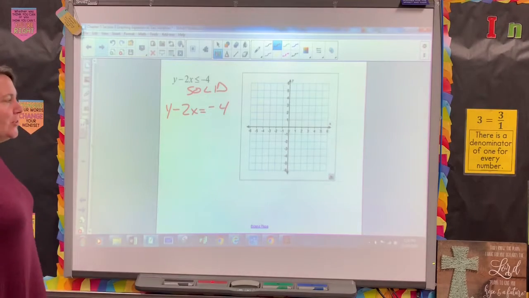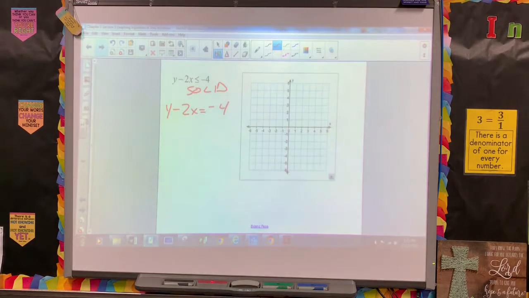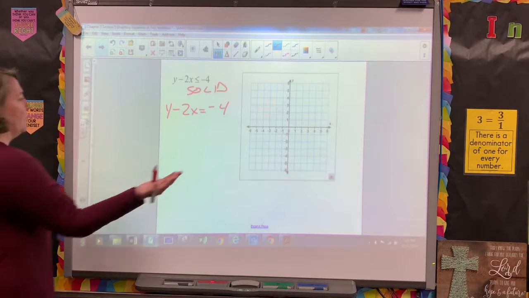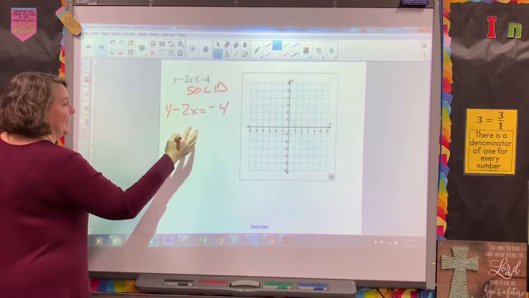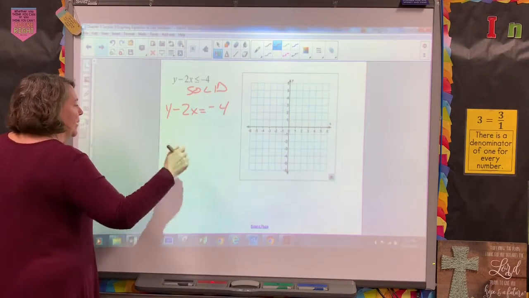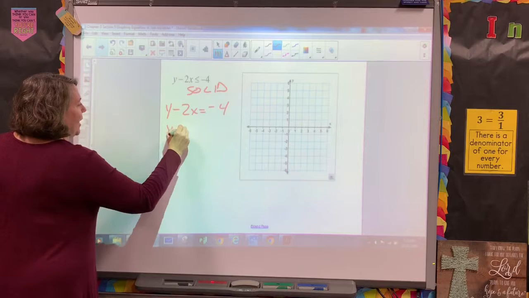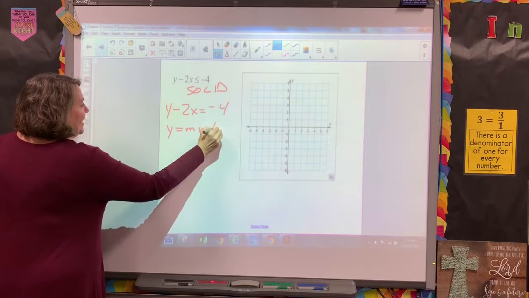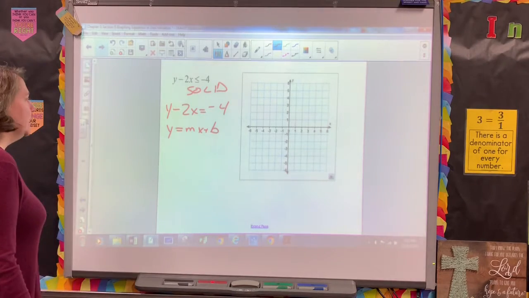In order to graph this equation, what form does it need to be in? Standard. Nope. Y equals something, I guess. Point slope. Not point slope because I don't have a point. Y-intercept. Y equals mx plus b.